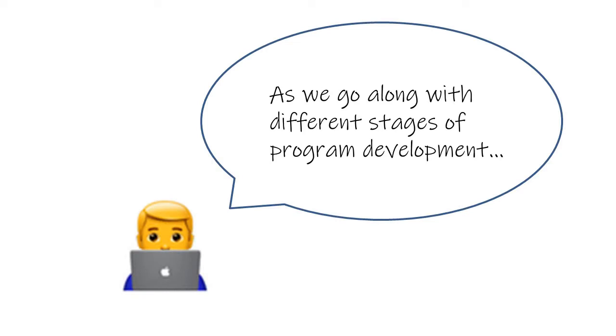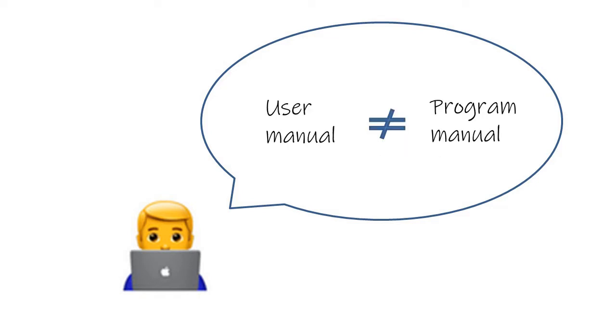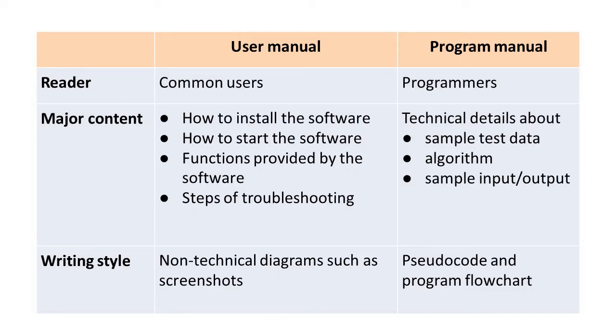As we go along with different stages of program development, we can make use of documentation to describe what the program is and how we can use it. A lot of people mix it up with user manuals, so here are differences between a user manual and a program manual. A user manual aims to facilitate the common users, but a program manual facilitates programmers.